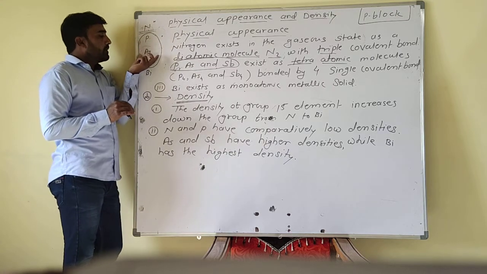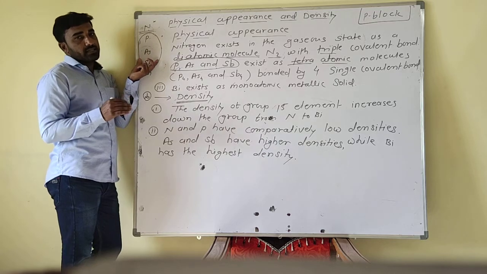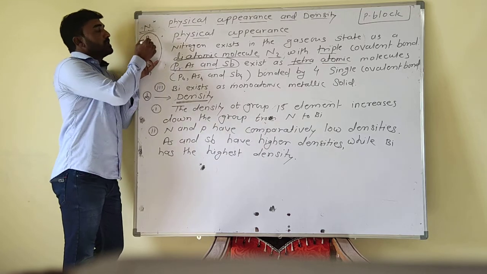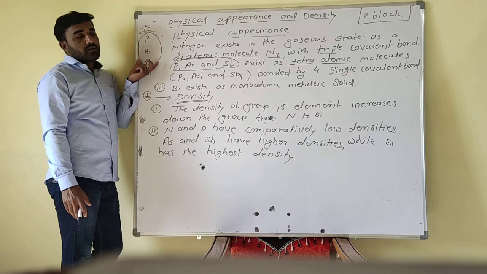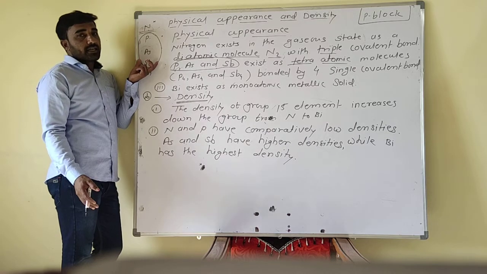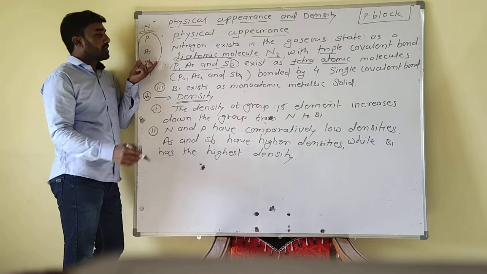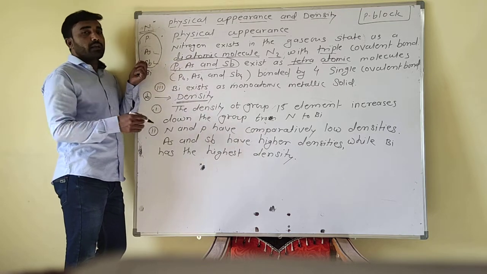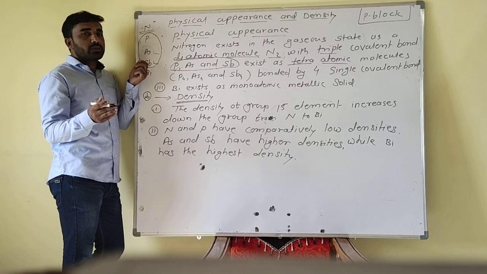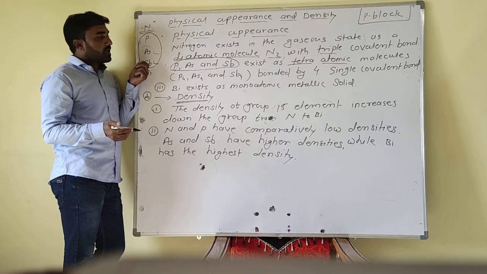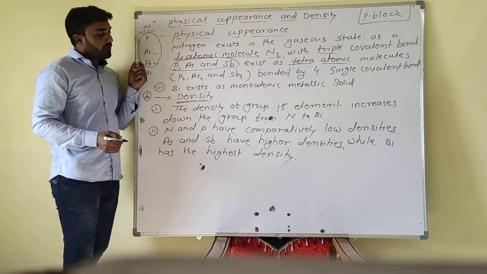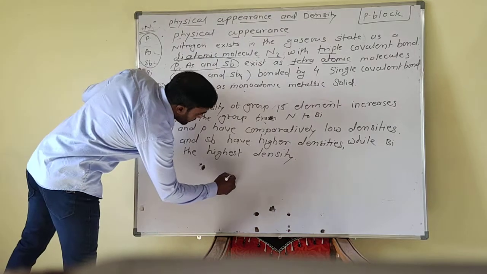But these elements' properties change as compared to nitrogen and phosphorus. In phosphorus, the size is increased in comparison to nitrogen. Also in arsenic and antimony, a new shell is added because of the increase in atomic number. That's why the formation of phosphorus is a tetraatomic molecule.